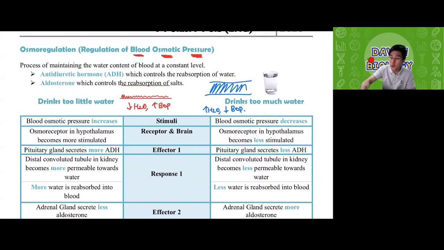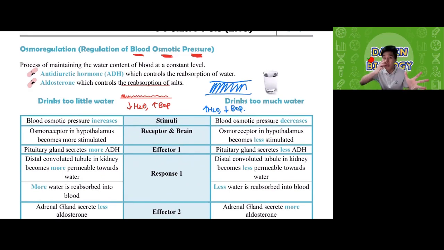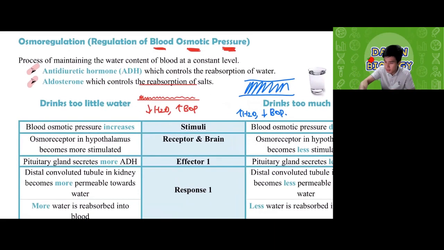Not yet done. Here we've got two hormones, the water hormone and the salt hormone. Here you can see a similar pathway to the nerve impulse: stimuli, receptor, effector. This is an internal stimulus. Remember, homeostasis is internal, what happens inside your body. When your blood osmotic pressure is too high, if you drink too much, 2 liters of water, it's actually a stimulus because there's a receptor that can sense it.